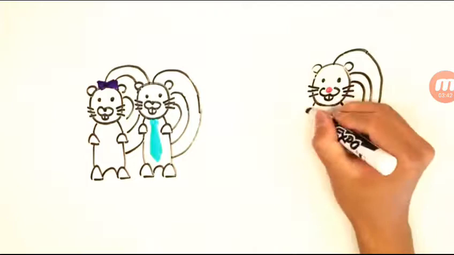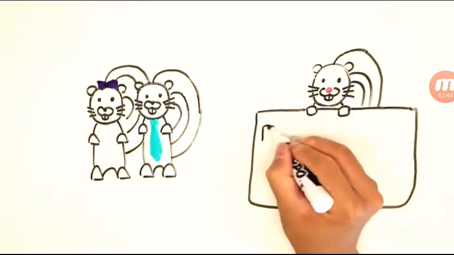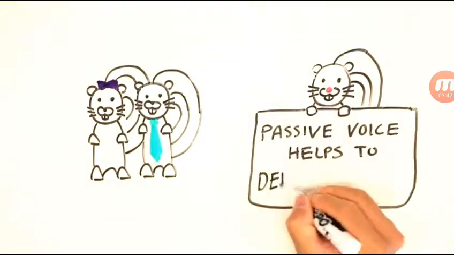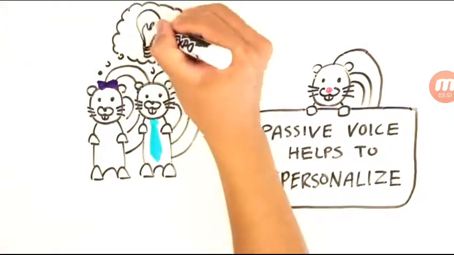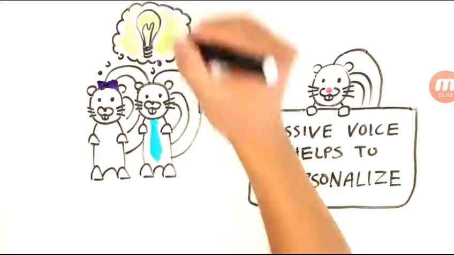Sometimes we want to depersonalize a situation on purpose. Maybe we want to take attention away from someone. Maybe we don't know who did something, or perhaps stating the information would simply draw attention away from the real purpose of what we're saying.